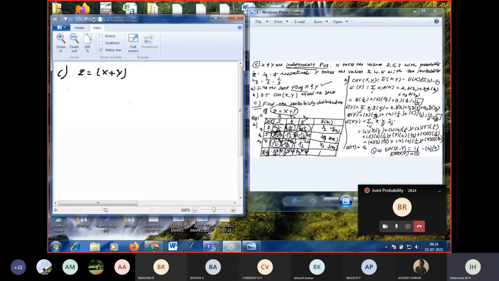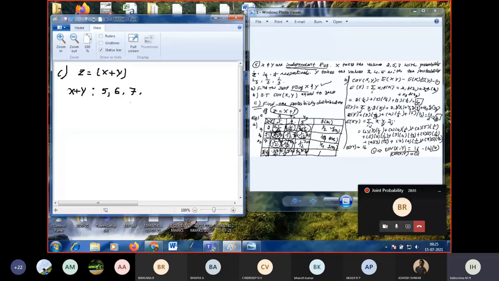So here what we have? X is 2, 5, 7, y is 3, 4, 5. Go on adding it. So now z is x plus y. Can you tell me what values it will take? What is 2 plus 3? 5. That is one random variable value we got. Next, 2 plus 4. 6 we got. Next, 2 plus 5. 7 we got. Next, 5 plus 3.